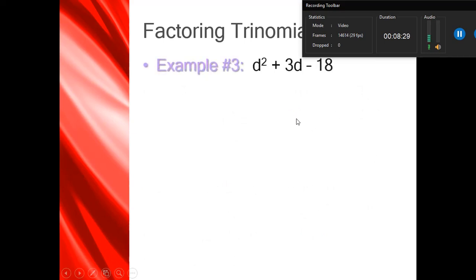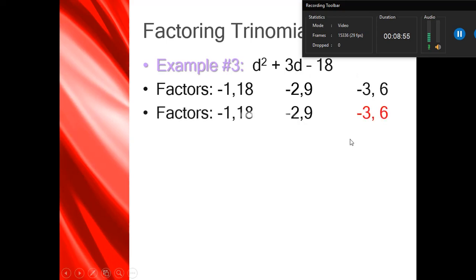In example number 3, we can see that the value of c is negative 18. When this value is negative, that tells me that there's 1 positive factor and 1 negative factor. So here are the possibilities for negative 18. What I want is a grouping that will add up to positive 3. And it looks like negative 3 and positive 6 will add up to positive 3.